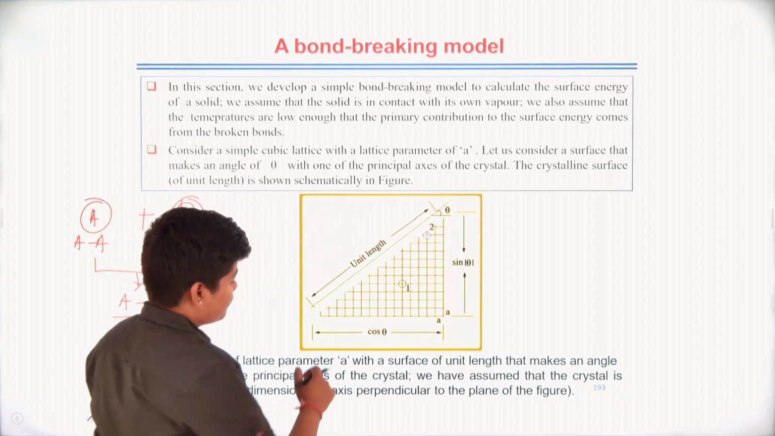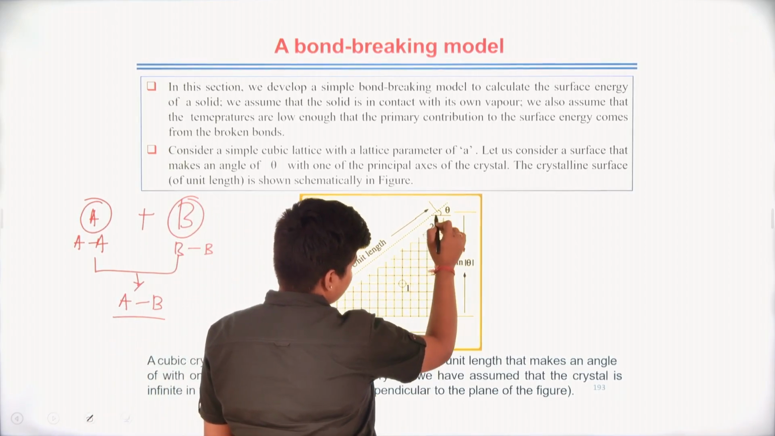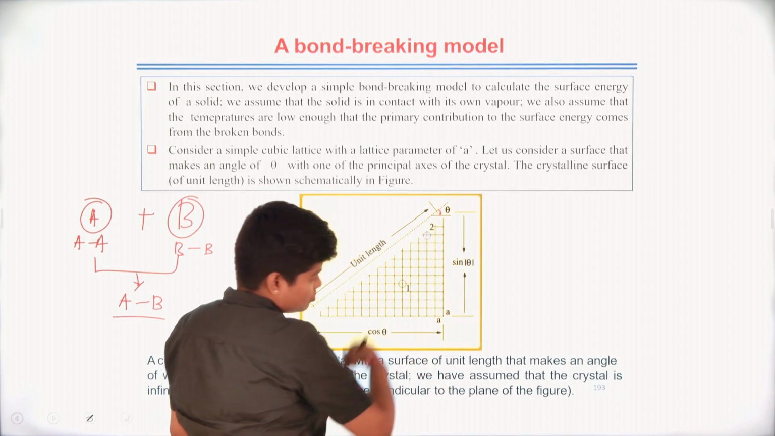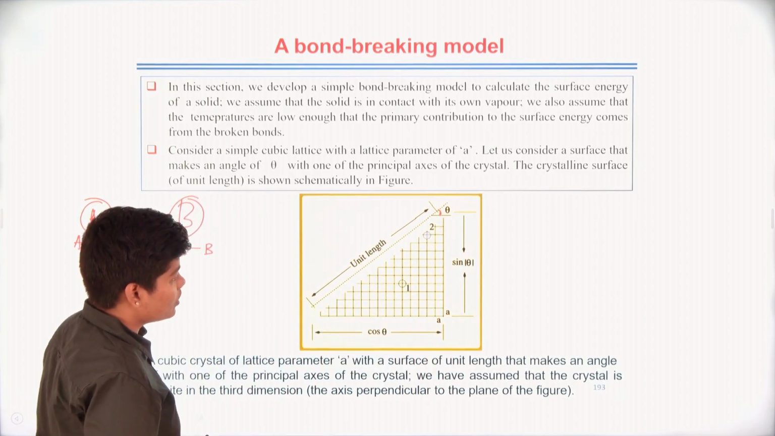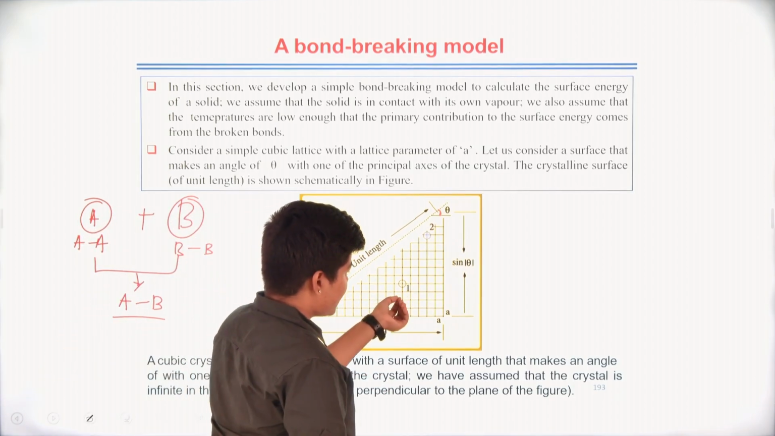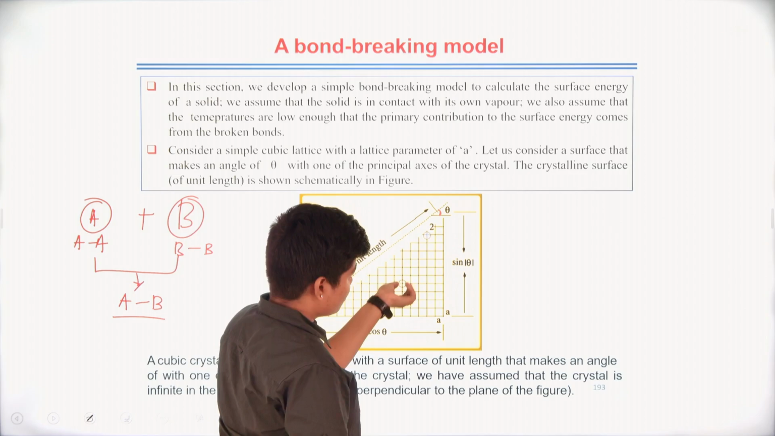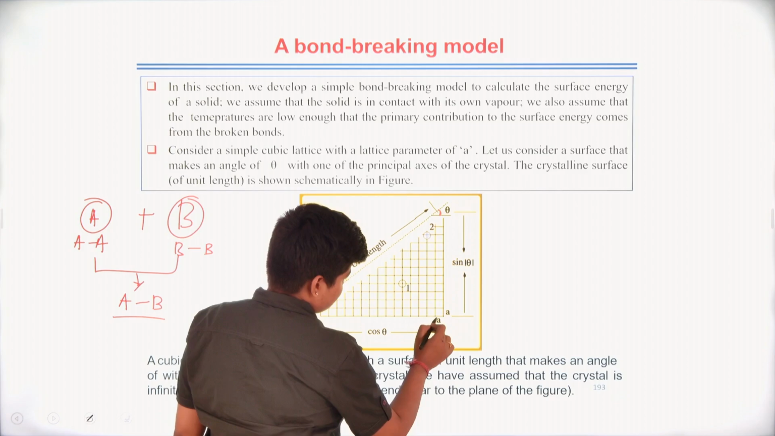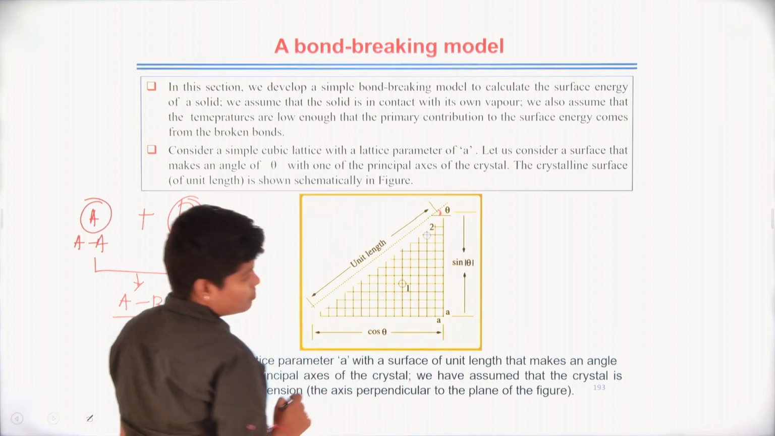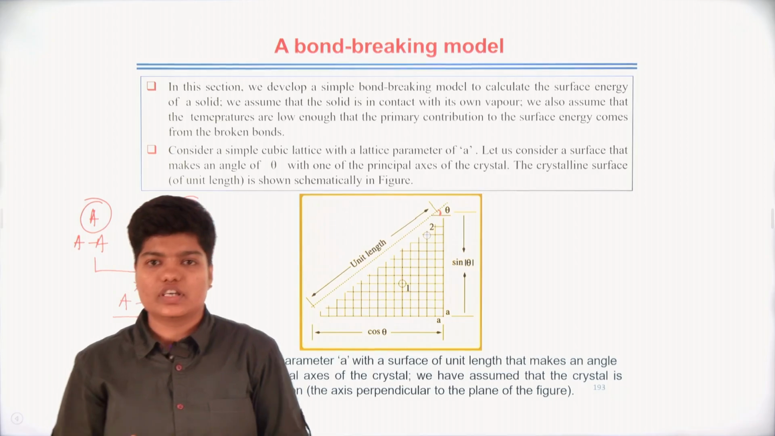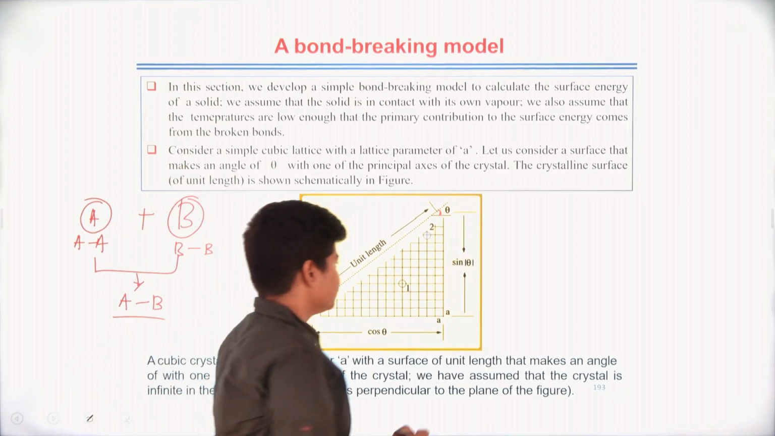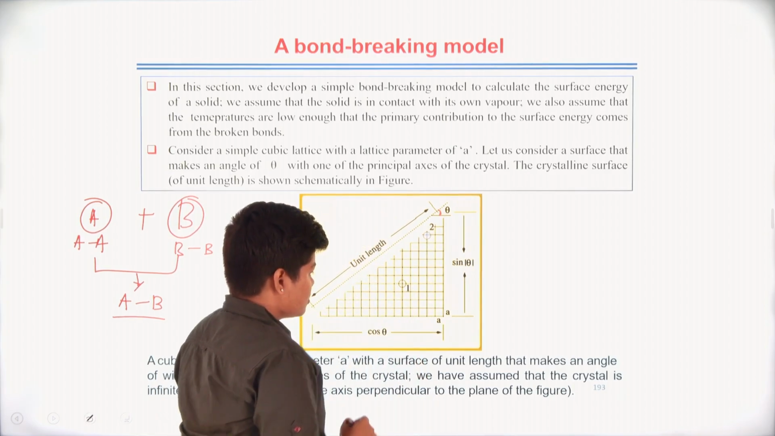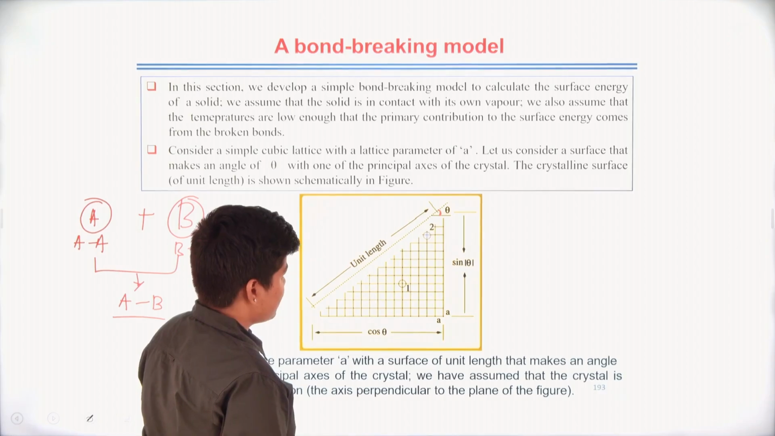Here the crystalline surface makes an angle theta with the principal axis of the crystal, and we are going to take two atoms: one is an open circle and the other is a filled circle. This small section is known as the lattice parameter. In a simple cubic lattice, all the lattice points are at the corners of the lattice, with lattice parameter a.